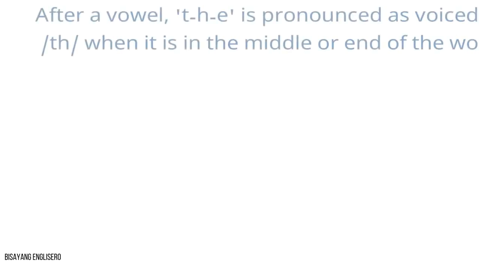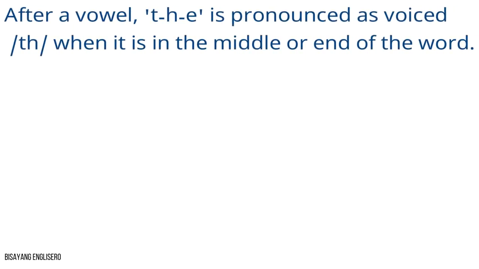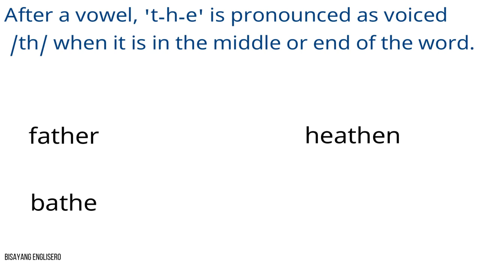Rule number 2. After a vowel, the letters TH and E is pronounced as voiced TH when it is at the middle or end of the word. Father, heathen, bathe, breathe.